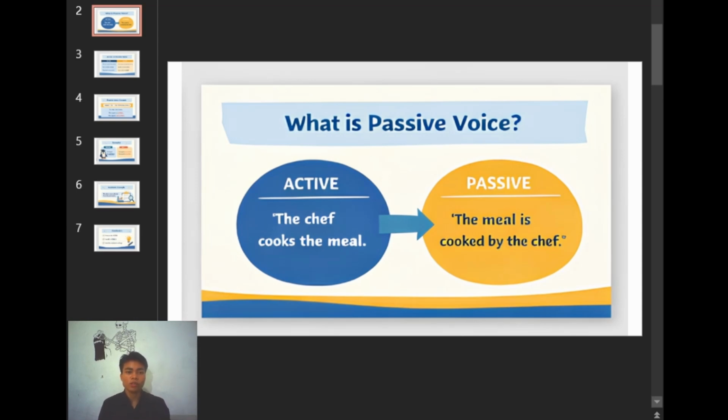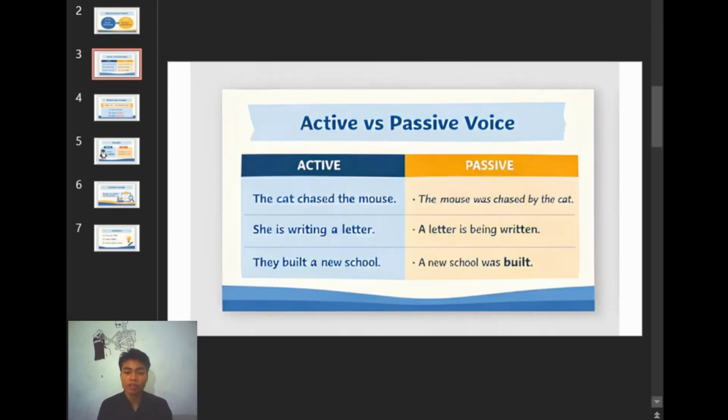Now let's compare active and passive sentences. In active, the cat caught the mouse. In the passive sentence, the mouse was caught by the cat. Another example: she is writing a letter. In passive, a letter is being written. And one more.